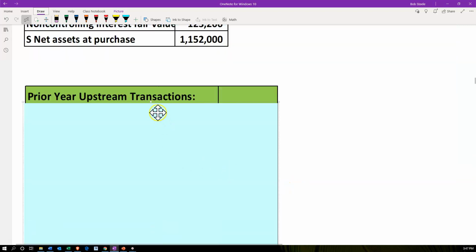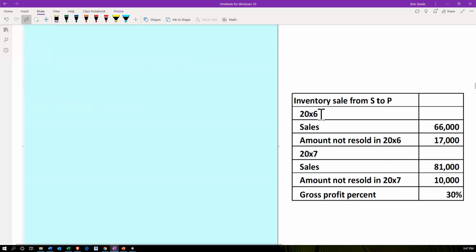Next thing we're going to consider are the intercompany transfers of the inventory. So we're going to put this into our little worksheet that we're going to be using in order to make our consolidation entries. So we have the inventory sale from S. This is the information given for us.